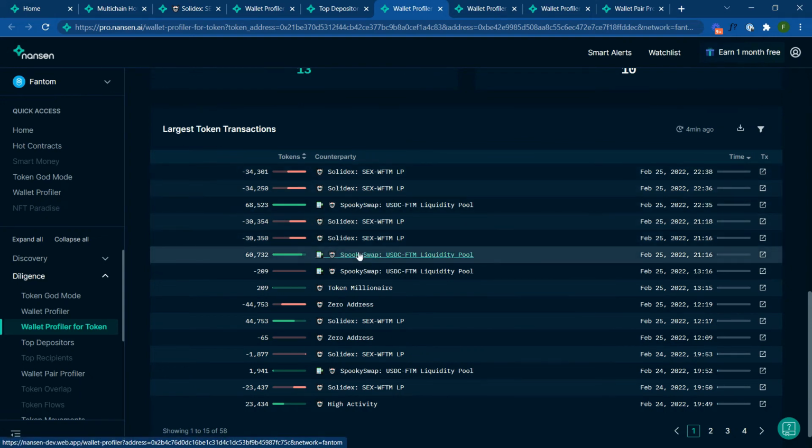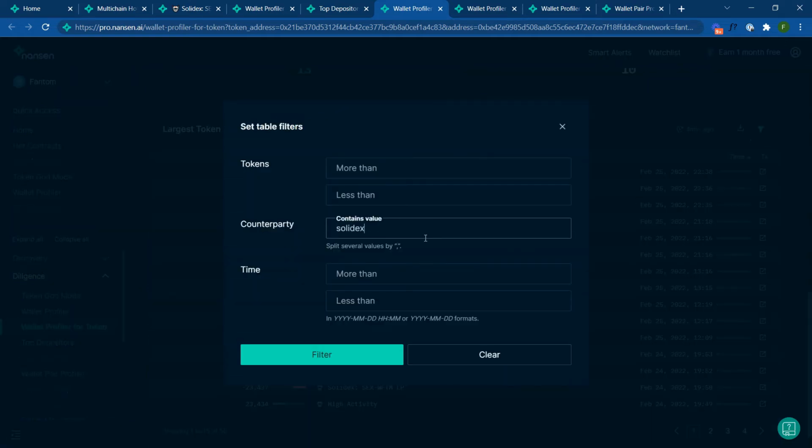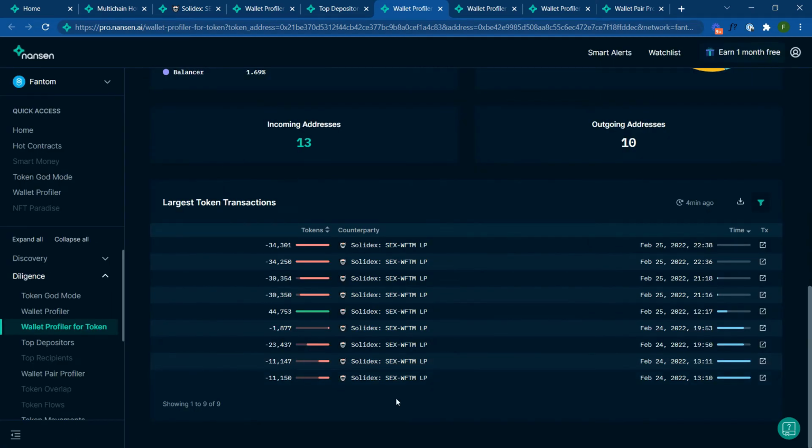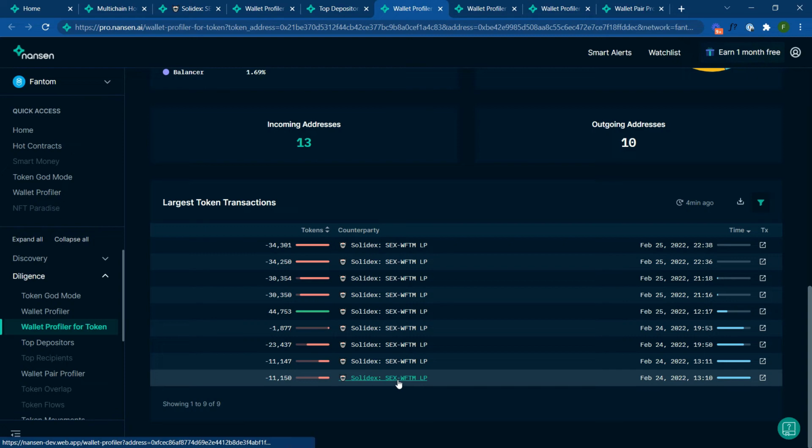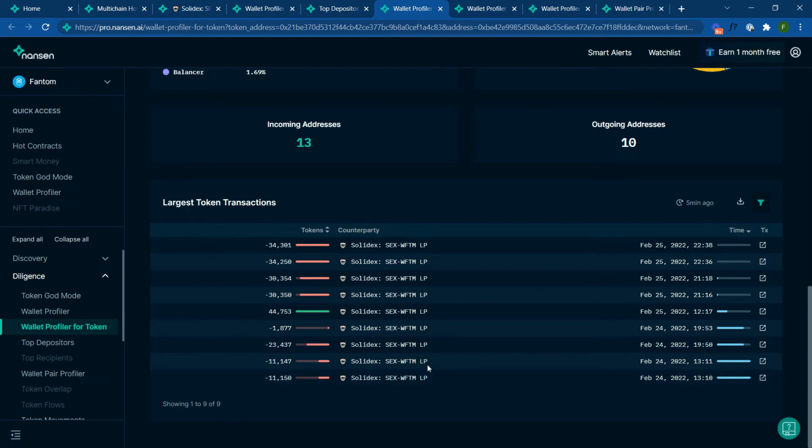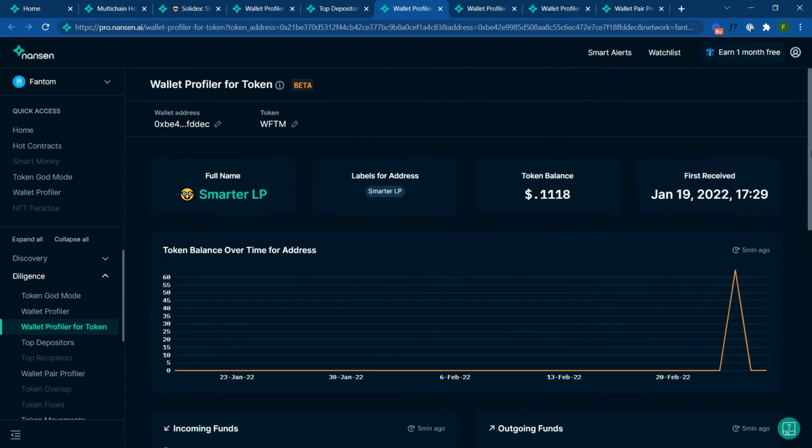The entity has had inflows from a SpookySwap liquidity pool in order to invest in our Solidex pool. If we filter to have Solidex as the only counterparty, we can see how the flows have been mostly into Solidex, so red and negative from the perspective of the smarter liquidity provider. This should speak about the commitment of this entity towards the Solidex liquidity pool.